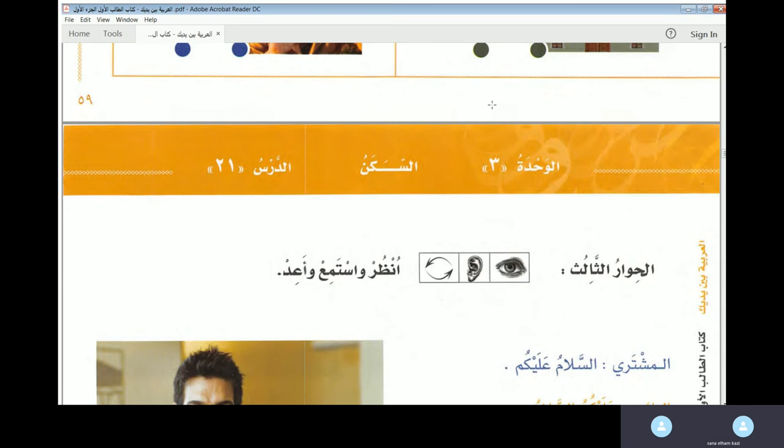Kam ghurfatan fil baiti? Fil baiti. Remember the rules of counting from 3 to 10. Thalathu ghuraf, because ghurfa is a feminine word. Thalathu ghuraf.